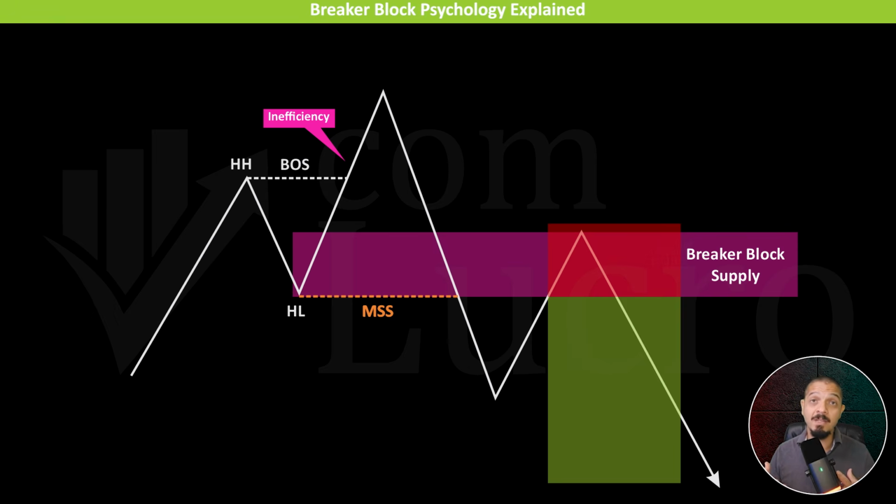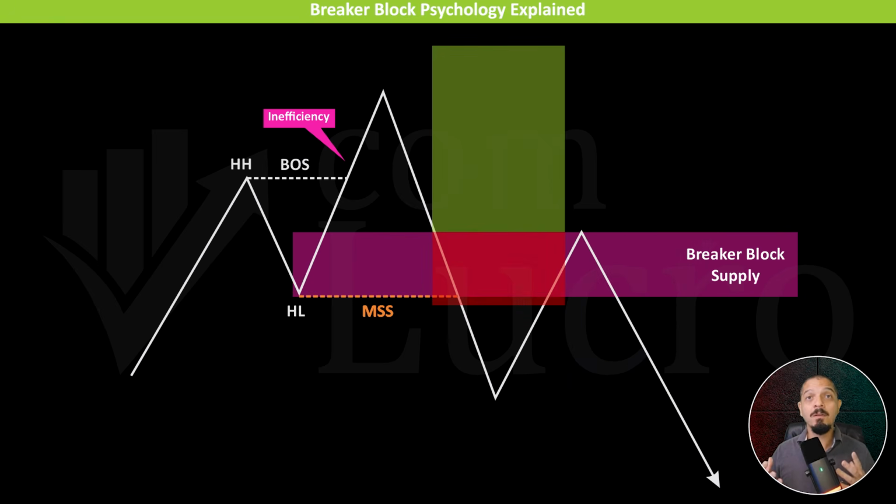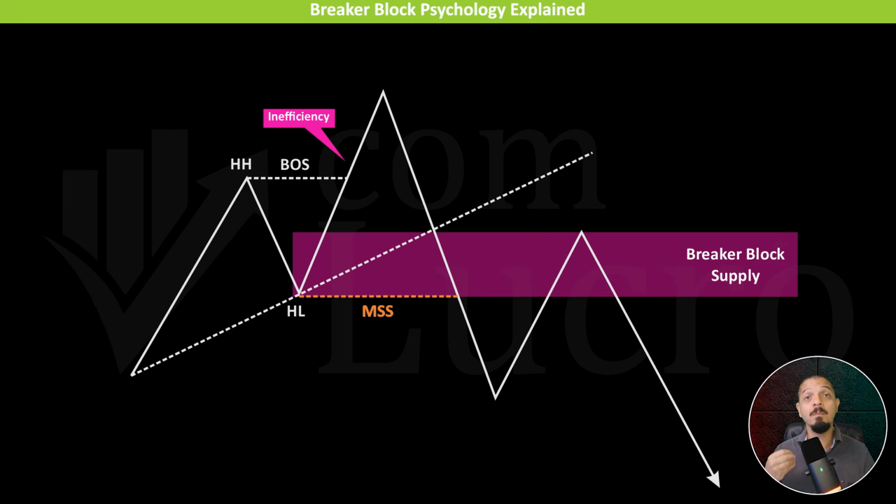The psychology behind the breaker block is straightforward. Traders who went long from the original order block now find themselves trapped. They wait for price to return to break even so they can exit without taking a loss. When many long positions close in the same zone, a surge of sell orders enters the market, creating strong downward momentum. At the same time, retail traders often see the previous structure shift as a trendline breakout.